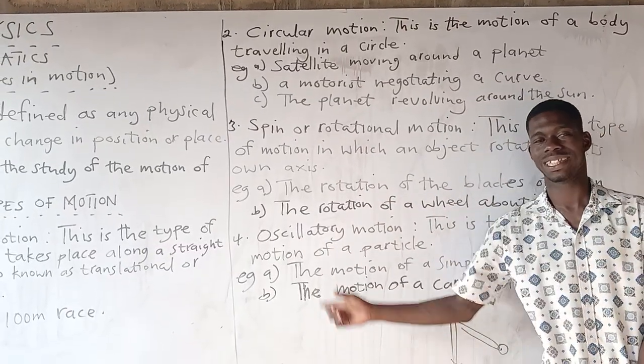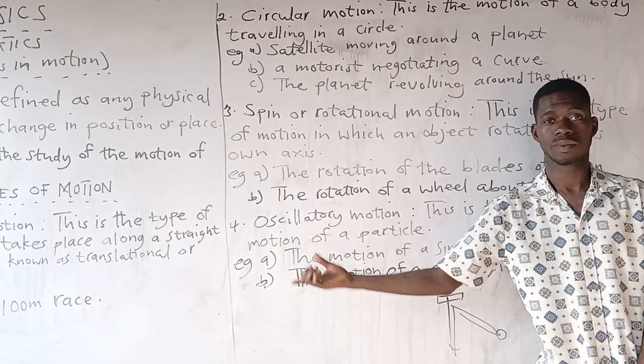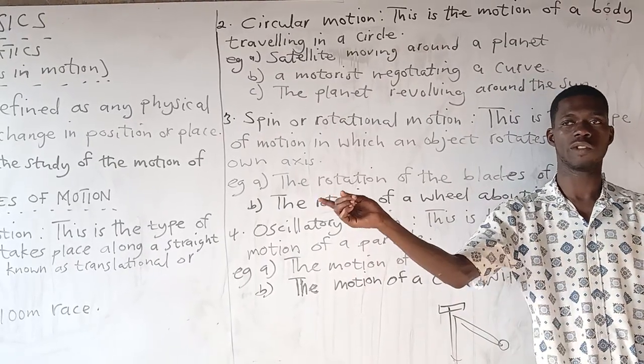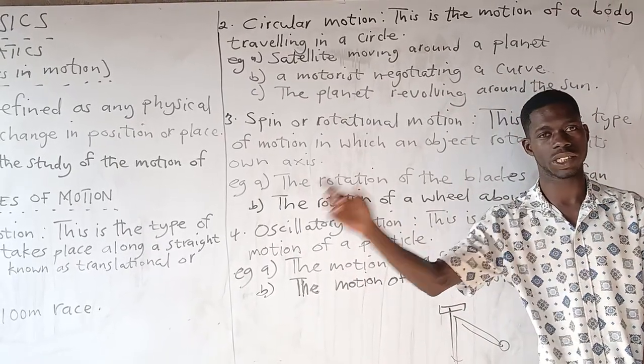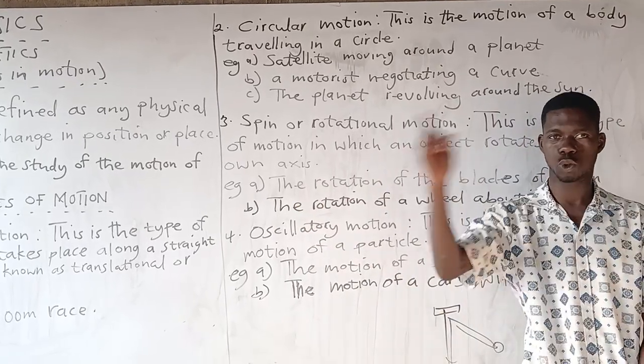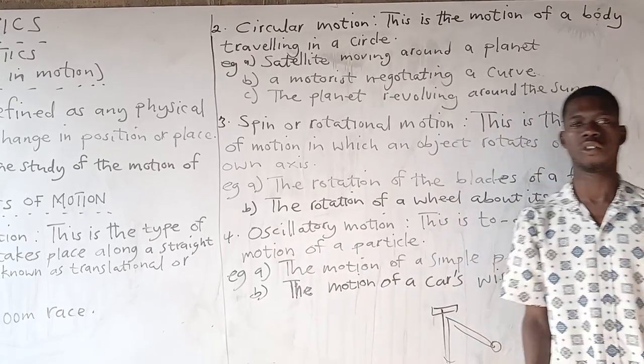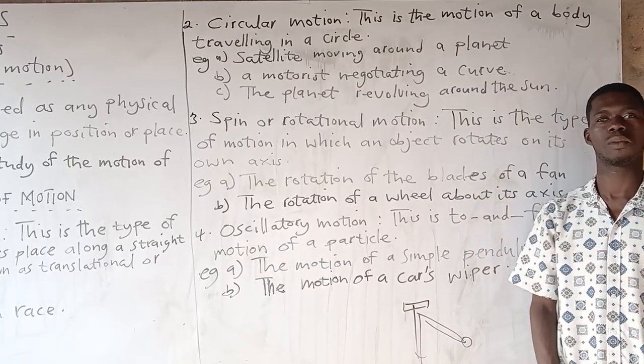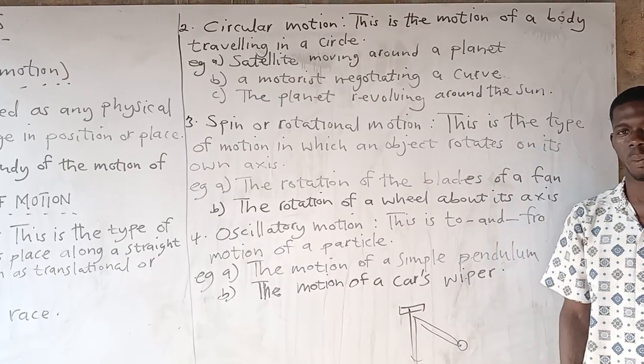So while the car is moving during rainfall, the car's wiper moves to and fro to create a place for the driver to see. Right? So that one too is an example of oscillatory motion.